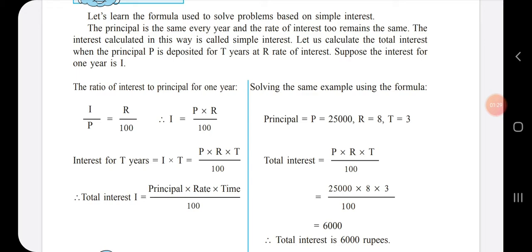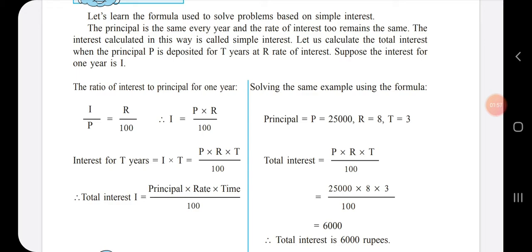Therefore, suppose for 100 rupees we are getting interest at the rate of capital R. Therefore, it is I divided by P is equal to R divided by 100. Therefore, the value of interest, if we calculate, will be I is equal to P into R. Cross multiplication is just done. I is equal to P into R divided by 100.